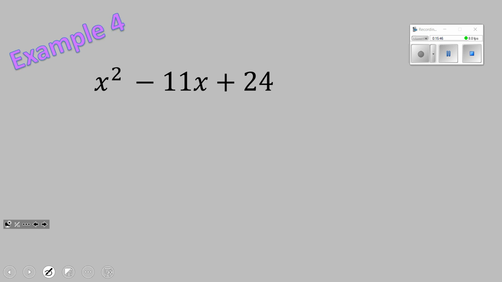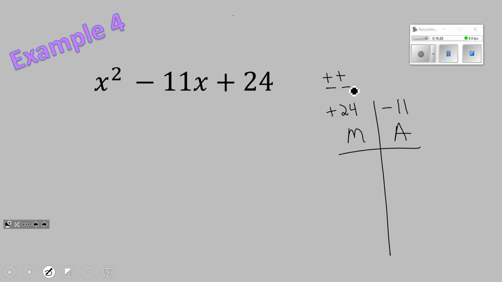So listen to me. Let's make our MA chart. Okay? And let's talk about this. What are we multiplying to be? 24. And you got to be specific when you get into your signs. Positive 24. Okay? What are we adding to be? Negative 11. So listen to me. Everybody listen to me. What signs will multiply to be a positive? Either a positive positive or a negative negative. So my question is, when I add two positives, what are you going to get? A positive. But when you add two negatives, what will you get? A negative. So what do you think your signs need to be?